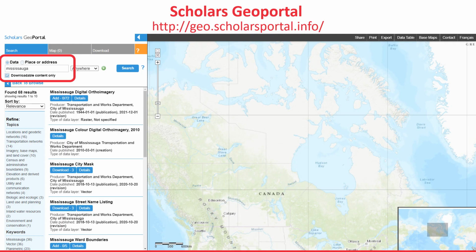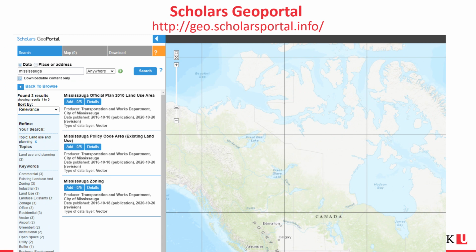Scholars GeoPortal is supportive of searching through datasets or by geographic location. The image shown demonstrates how easily a search on a geographic location, such as Mississauga, can yield rich results by keyword searching data resources. Be sure to use the facets on the results screen to refine your results by topic. In this case, by limiting to land use, 3 potential map resources are available.